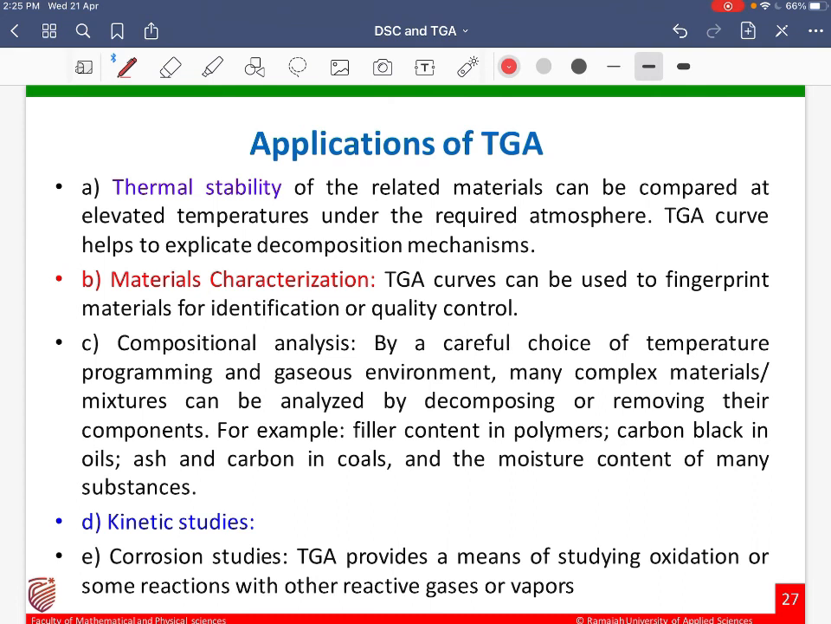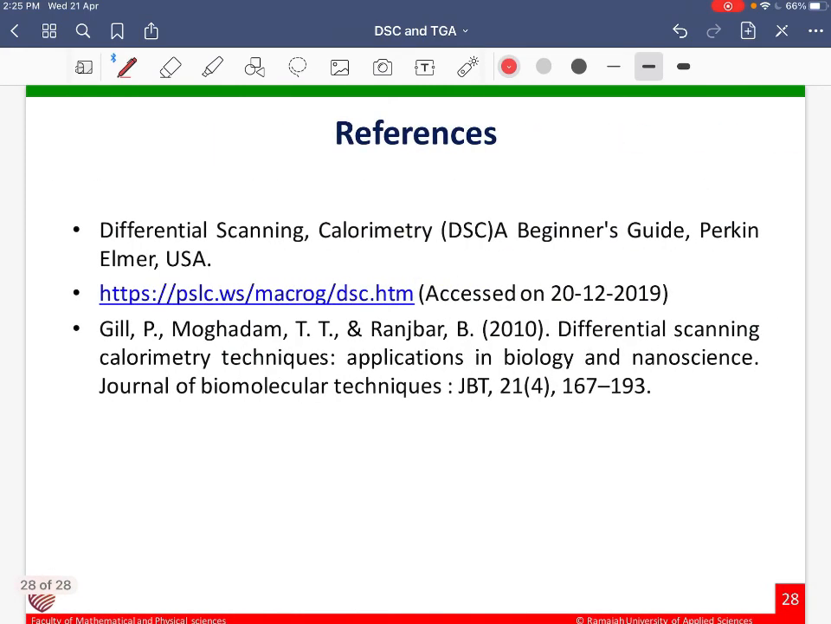Also, we will be able to perform kinetic studies, where you want to find the speed of the reaction and the rate constant of the reaction. In those cases also, we can use thermogravimetric analysis. Thermogravimetric analysis also provides information about corrosion inside the sample, because corrosions are generally oxidation reactions, and most of the time the reaction produces some reactive gases or vapors which change the remaining compound's mass. So that technique can be used for studying corrosion.